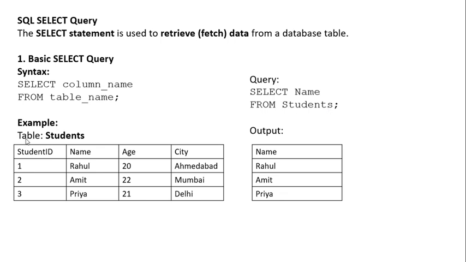So the table is student, and the student table has four columns: student id, name, age and city. The query is SELECT name FROM student. So only the name column is printed in the output, and the names are Rahul, Amit, Priya.